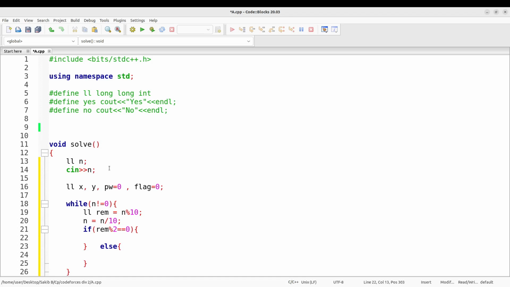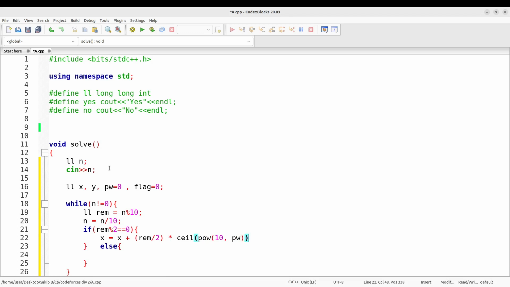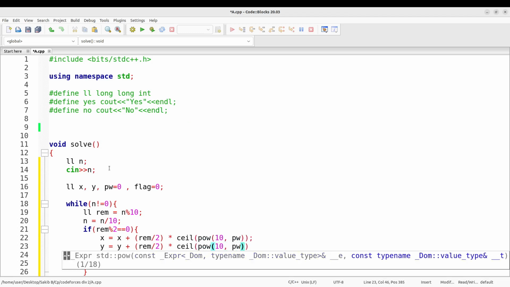First we go to the even condition: x will be x plus rem by 2 into 10 pow, and y will be y plus rem by 2 into 10 pow.